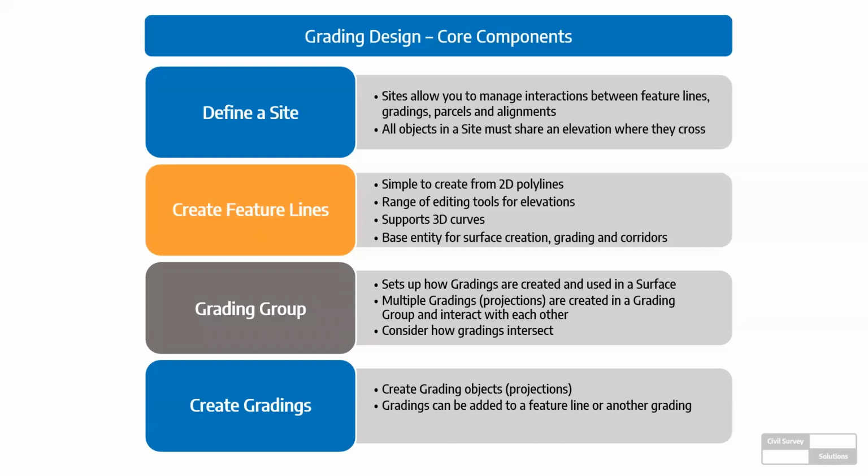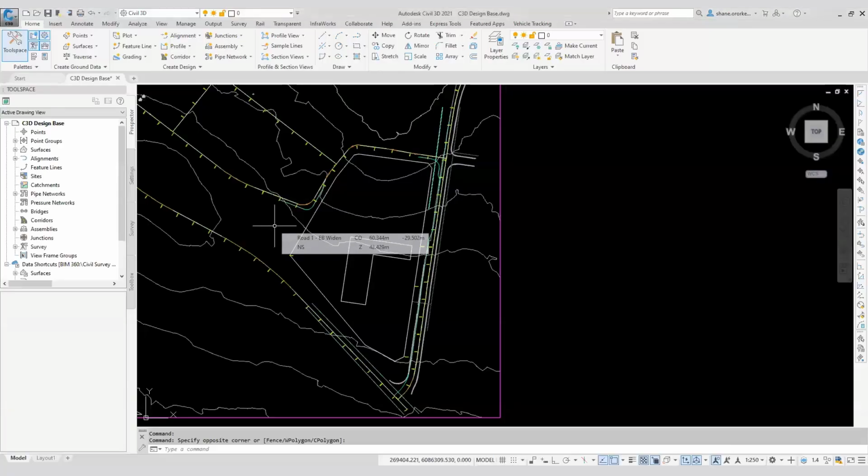But these are the main components that make up site grading in Civil 3D, and I'll be spending a fair bit of time on the feature lines because you can do a lot with just those. Okay, that's it for the discussion. Let's go and have a real look.